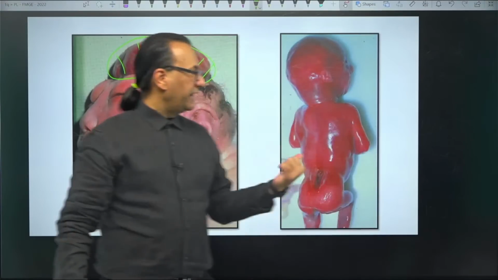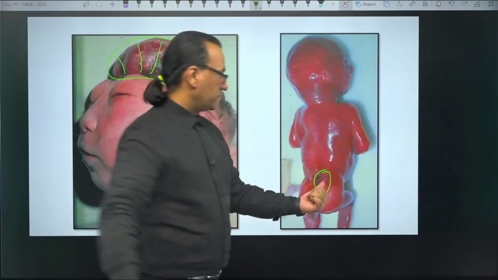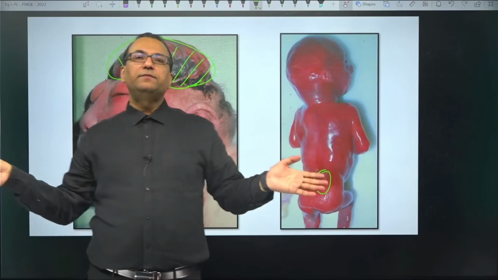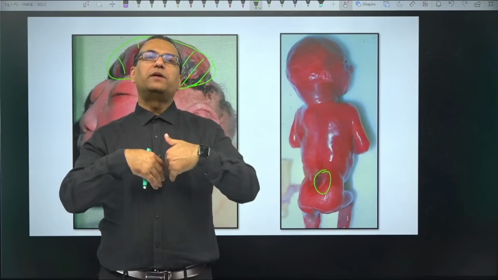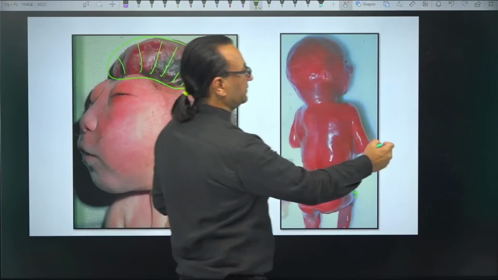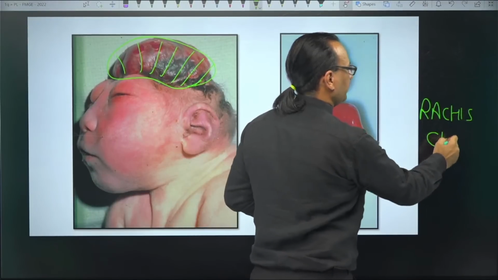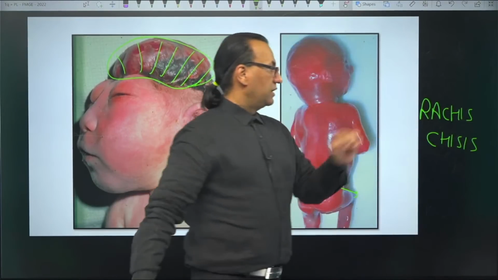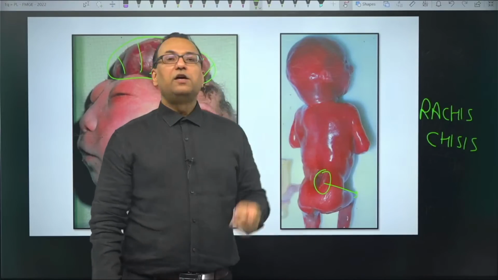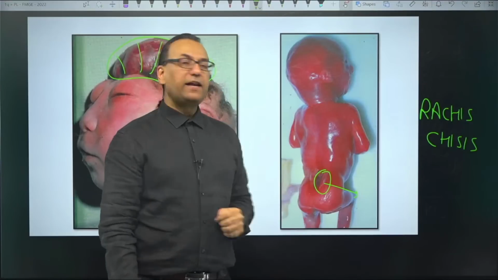What about the other case here? Here you see that there is a defect in the lumbosacral region. There is open skin, open vertebra, open spinal cord, rachis. This is what you call rachis. Now if you say this is rachis, why did it happen? It is due to non-closure of the posterior or caudal neuropore, which should have closed by day number 28.